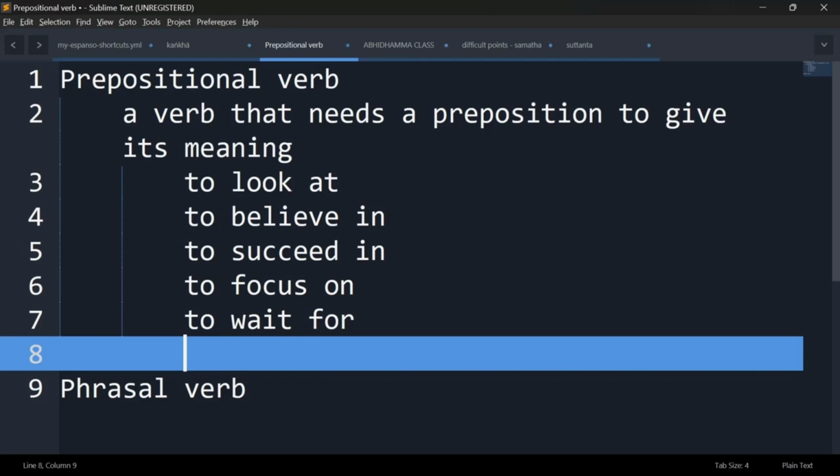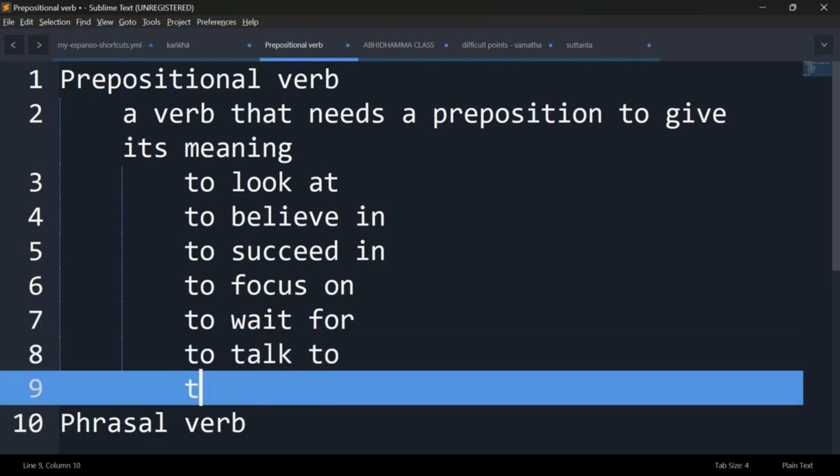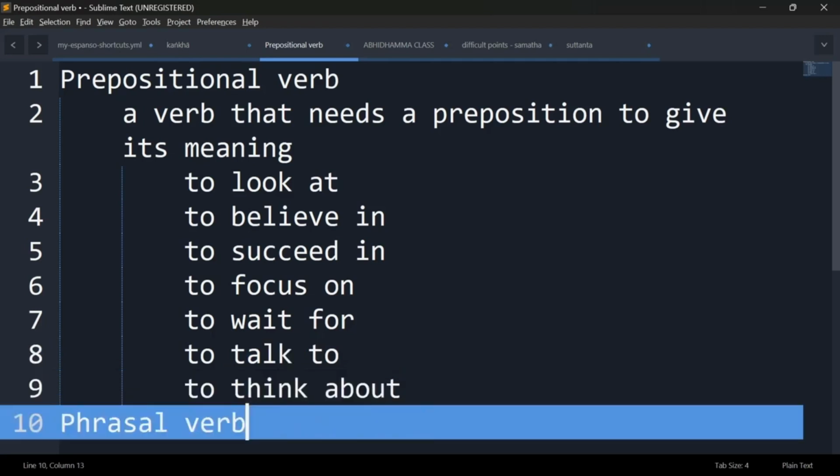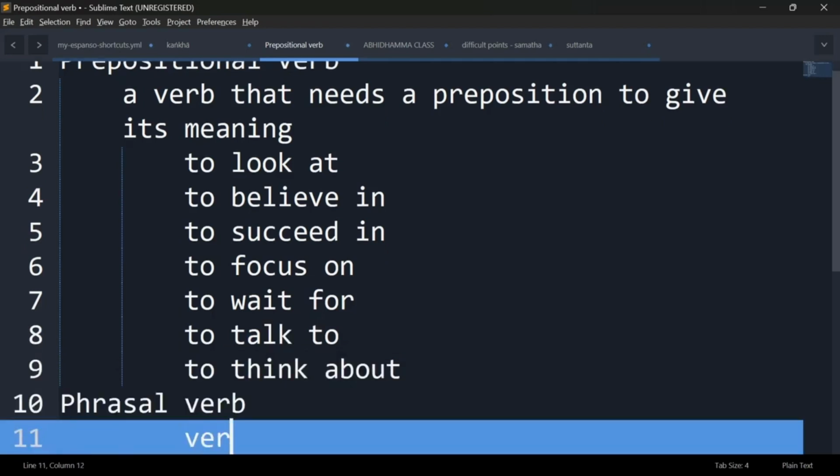Talk to, yes, to talk to. To talk about, to think about, yes. Okay, enough. Now, phrasal verbs are also verbs.